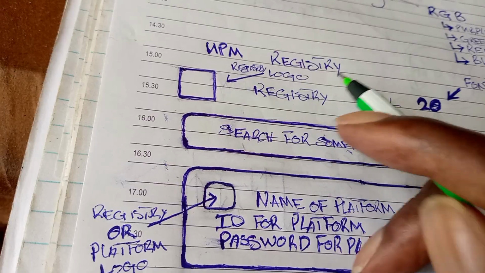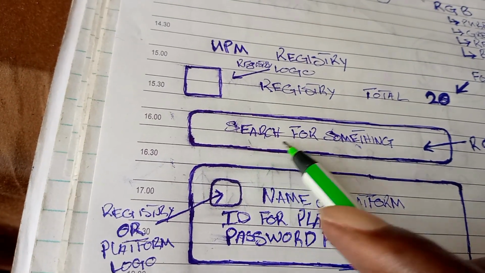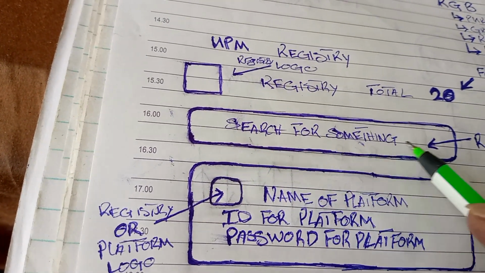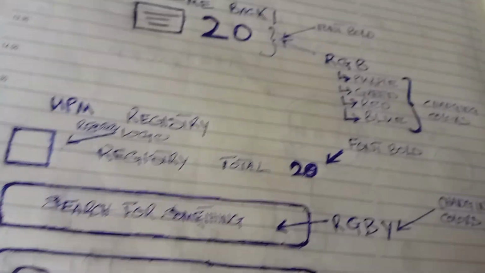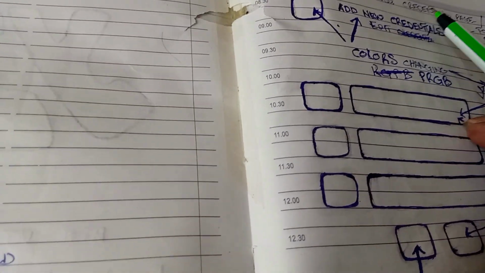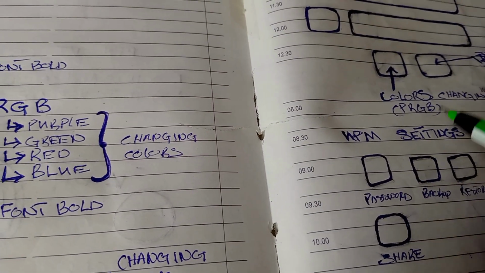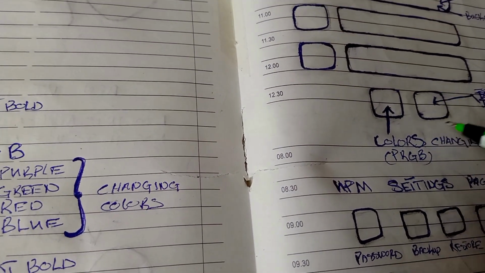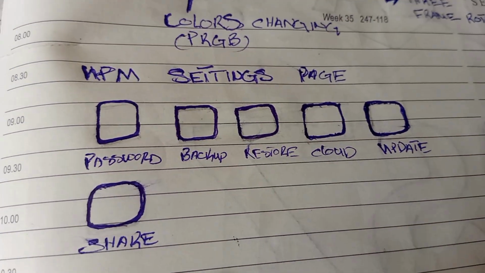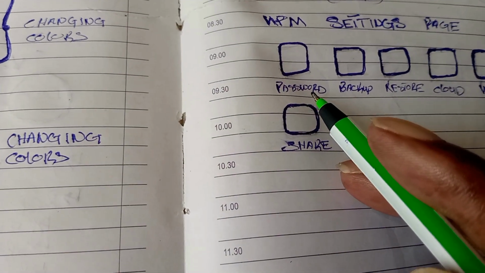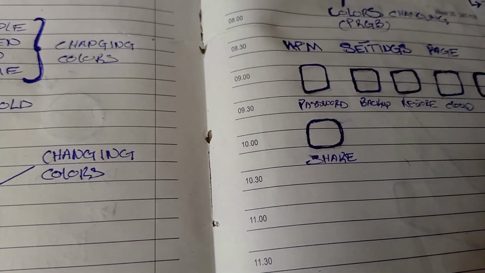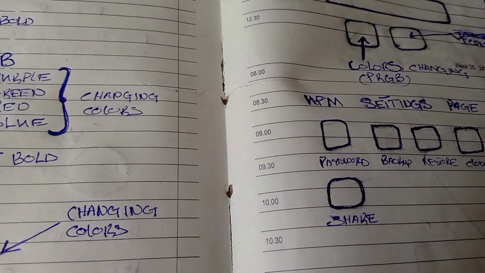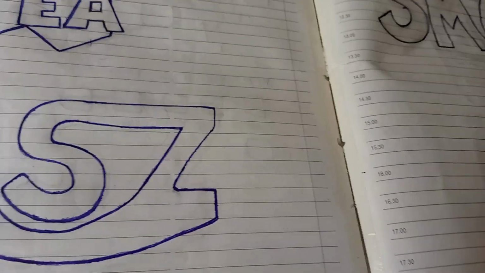Then we're going to do the same for the registry. See if you can do that for the registry section so that the application can communicate back. Then add new credentials, same thing. They want the application to communicate back. The settings page has password backup, restore, cloud update, share. Just some rough ideas when thinking of adding the new features there.